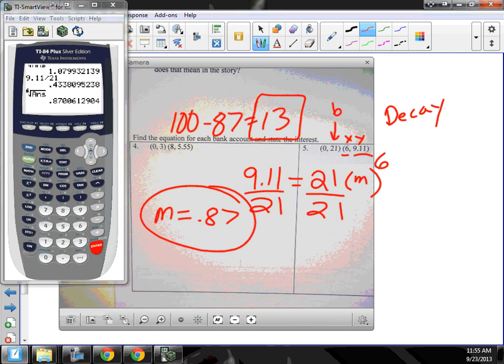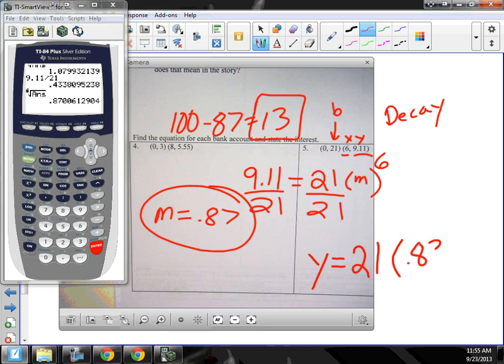So the answer in equation form is y equals my original b value, which is $21. That $21 is shrinking at 13%. So 0.87 to the x. And by shrinking 13%, we're keeping 87% every year.